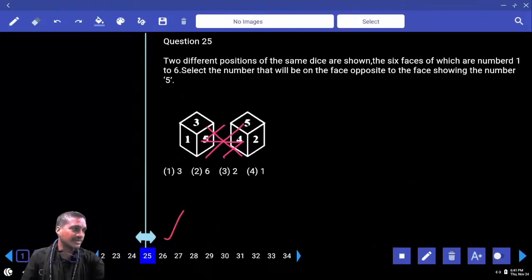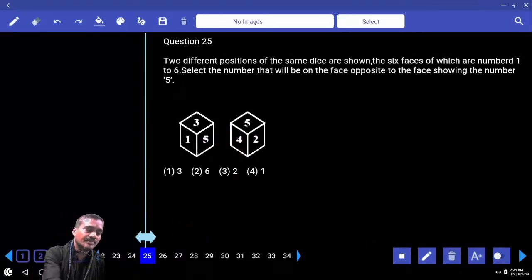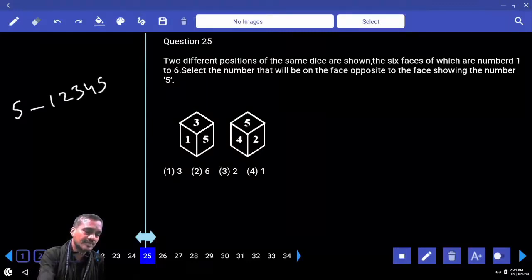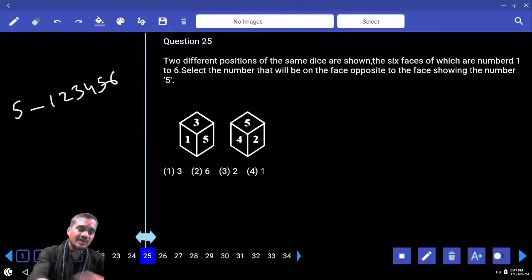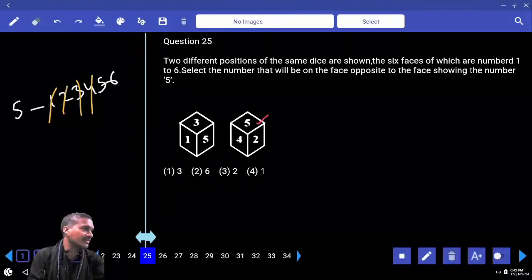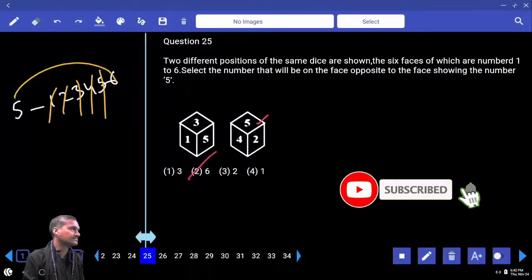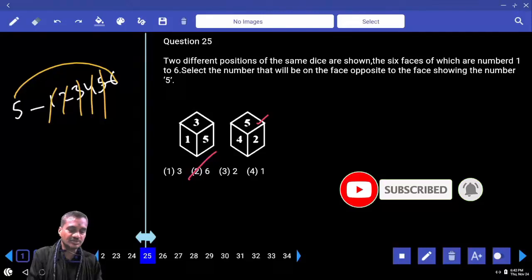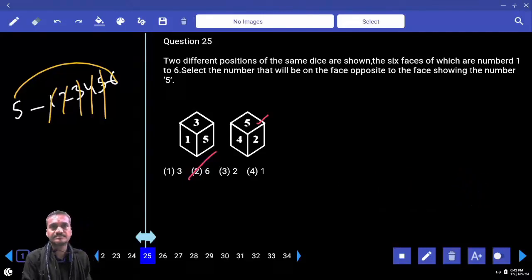And finally question number 25. Now it is 25. Which is opposite to 5? To find the opposite of 5, 1, 2, 3, 4, 5, 6. In the first figure, 5 is adjacent to 1 and 3. 1 and 3 cannot be opposite to 5. And now in this one, 5 is adjacent to 2 and 4. And 2 and 4 cannot be opposite to 5. 5 and 6 are opposite, that is choice 2. So what is your answer? Choice 2, question number 25.